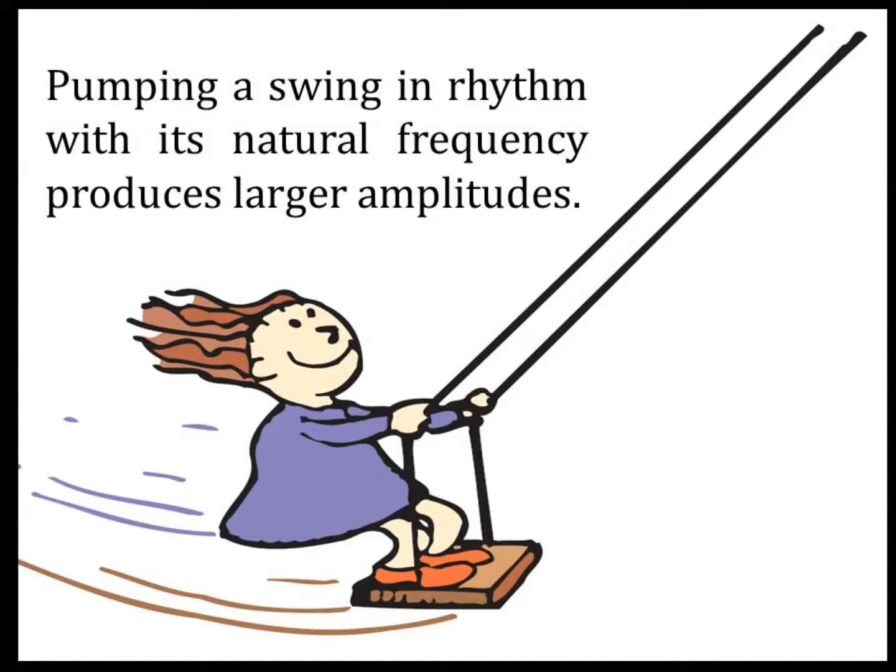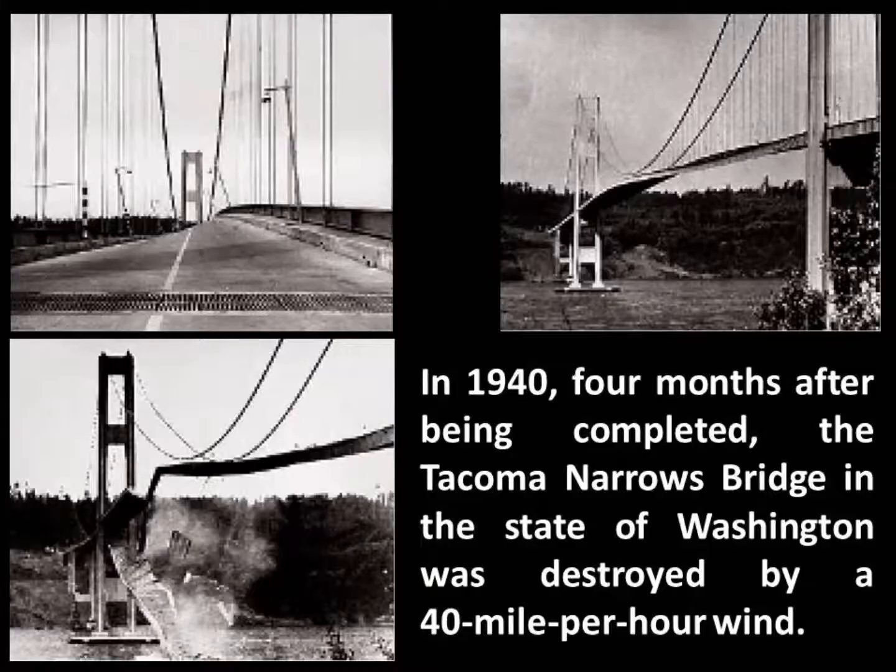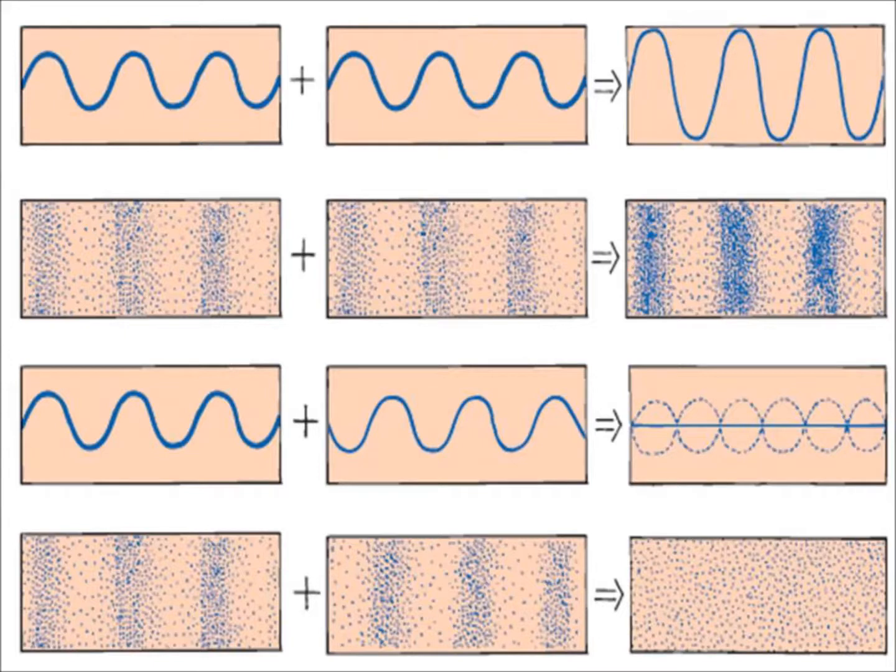The more she pumps her legs at the same frequency as the swing, the larger the amplitudes you produce. I showed you a video of the Tacoma Narrows Bridge in Washington State being destroyed. In 1940, 4 months after being completed, the Tacoma Narrows Bridge was destroyed by a 40-mile-per-hour wind. Soldiers, in the old days, would march out of step over old wooden bridges because they didn't want to destroy the bridge.